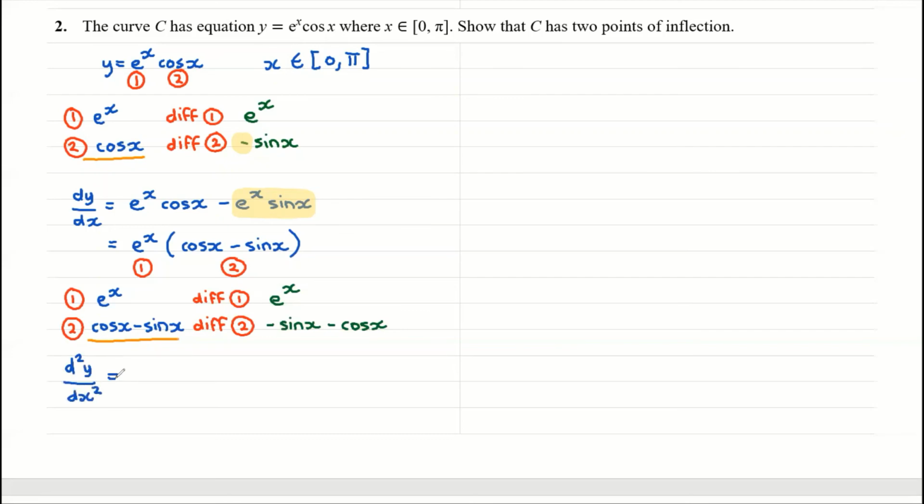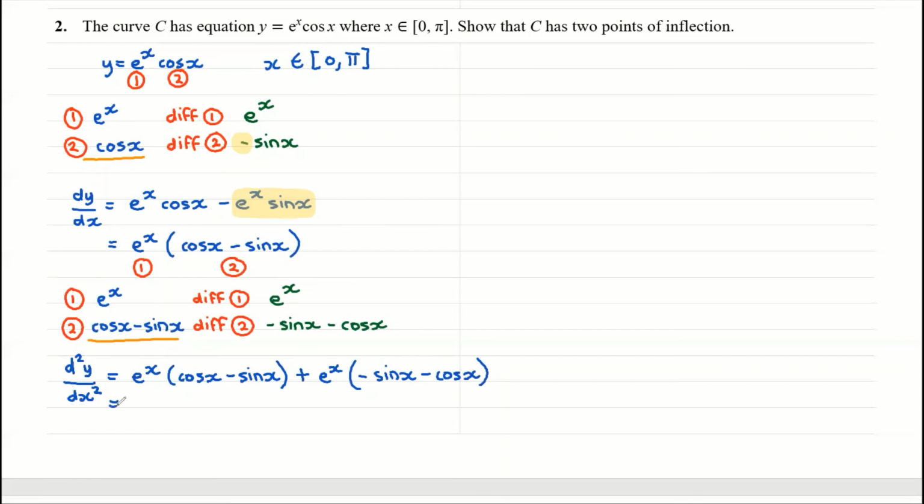That's going to equal e to the x multiplied by cos x subtract sin x. Now, I'm going to put a plus in here, plus e to the x, and then we've got negative sin x, negative cos x. Now, that looks pretty complicated, but we've got some same terms. There might be some cancellation here, positive and negative signs. It'll be worth expanding all this.